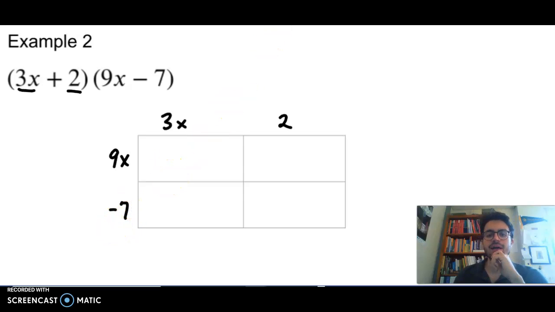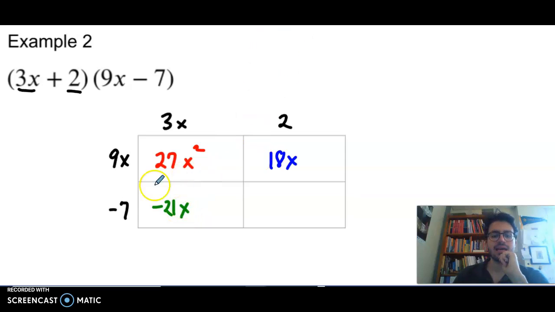That's how we want to multiply everything in the boxes. So if we do 9x times 3x, that's 27x squared. 9x times 2. 9 times 2 is 18, so I have 18x. Negative 7 times 3x, that's negative 21 with the x. And then we have the negative 7 times 2, that's negative 14.